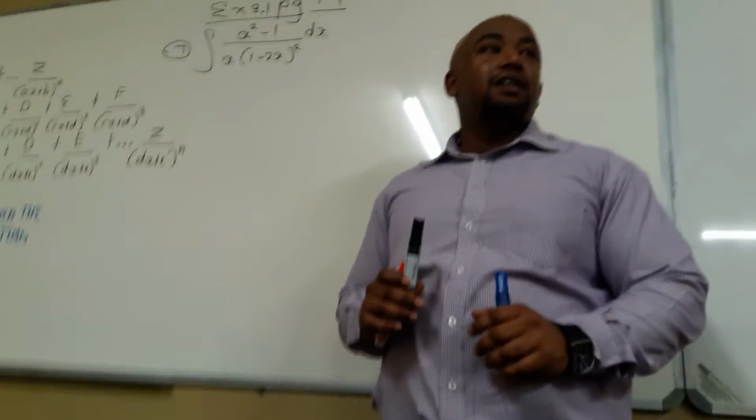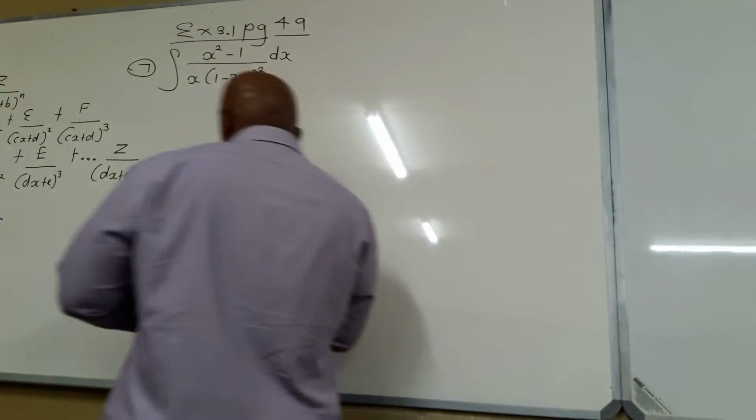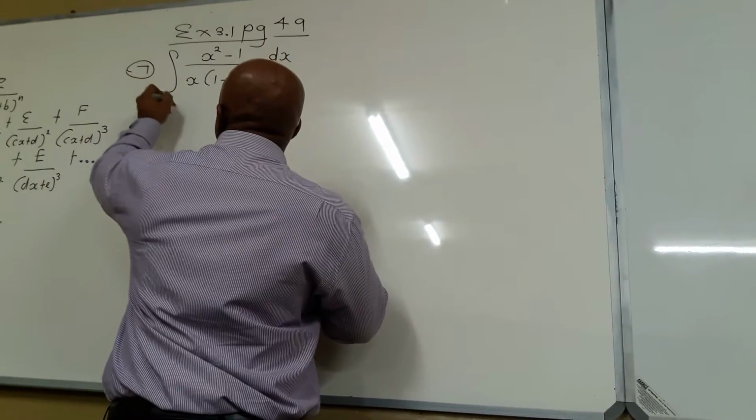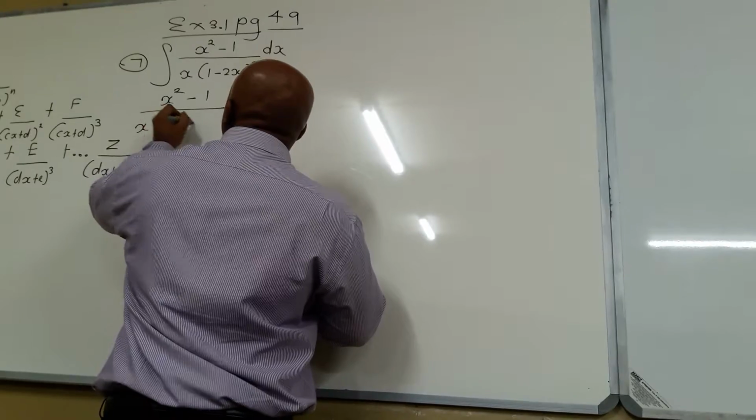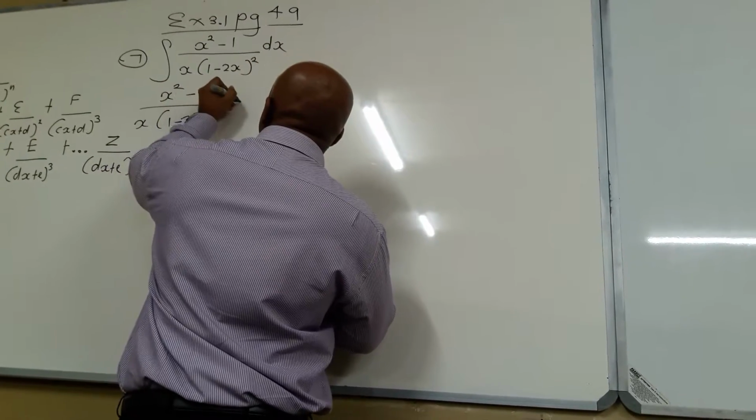Without the integration sign. So what do we have here? We got (x squared minus 1) all over x times (1 minus 2x) all squared.